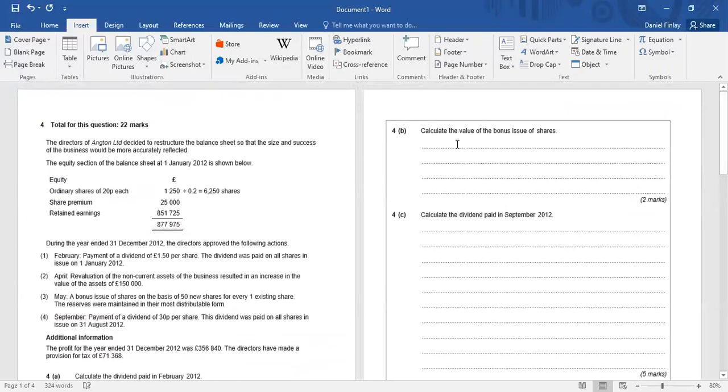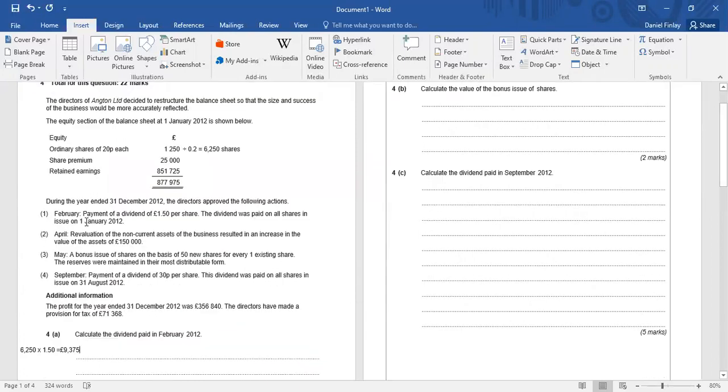Okay, next one, part B says calculate the value of the bonus issue shares. So the bonus issue shares was number 3. So it's on the basis of 50 new shares for every 1 existing share. So what we would do, we would have our current number of shares, which is 6,250. We would divide by the existing shares and times by the new shares. So that will give us 312,500 new shares issued.